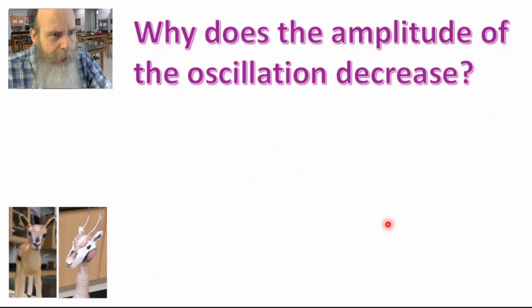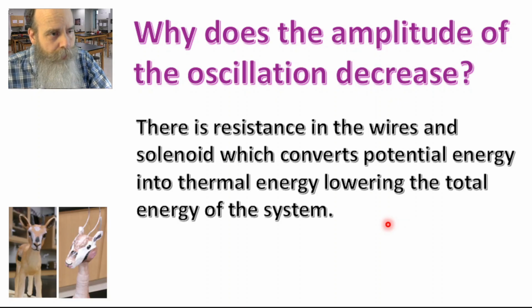Okay, you've had some time to think about it. Let's look at why it decreases with time. There is resistance in the wires and the solenoid, which converts potential energy into thermal energy, lowering the total energy of the system. This is not just an LC circuit. This is really an RLC circuit, and that resistance is taking energy out of this circuit.